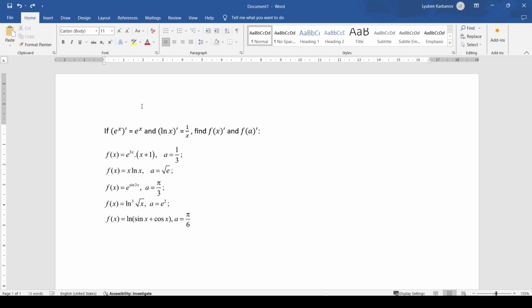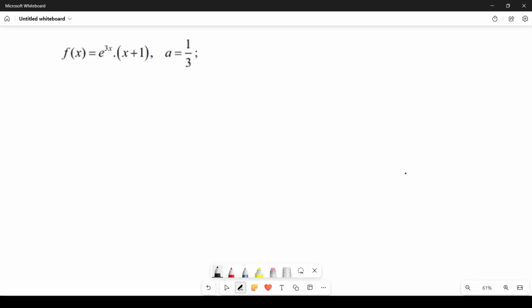And the problem states that we have to find the first derivative of the function and what this first derivative is when we replace the x with an actual number, or pi over something, or e over something. So let's begin. The first expression is such as this, where we have e to the power of 3x times (x plus 1) in brackets, and we have to find the expression when we replace the x with 1/3.